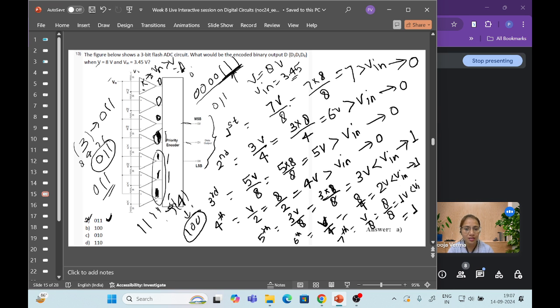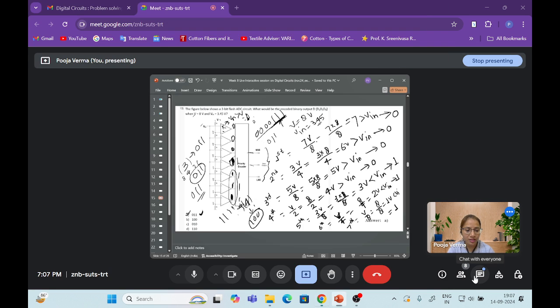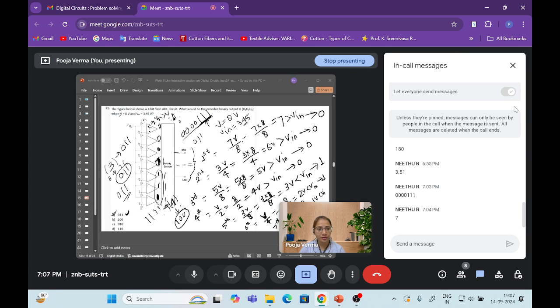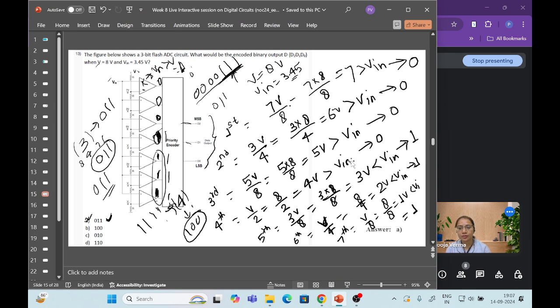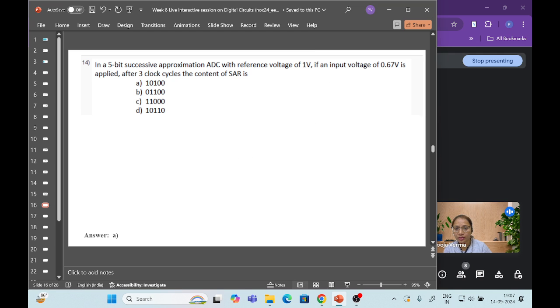Have you understood this now? Just focus on 3. Okay, so option A is the correct answer for this question. Moving to the next question.